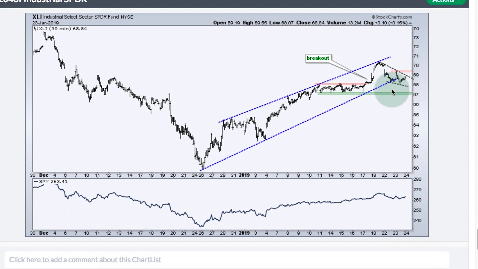And there you can see it in more detail on the 30-minute chart. If you break 67, that's going to be bearish. Of course, got to keep an open mind. If you break 69.5, that gets the bulls back on track.